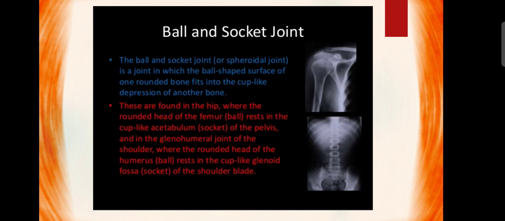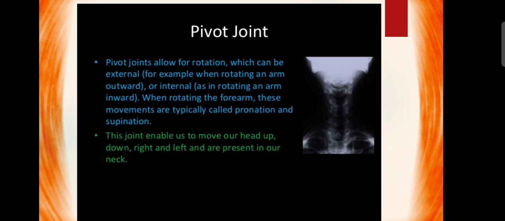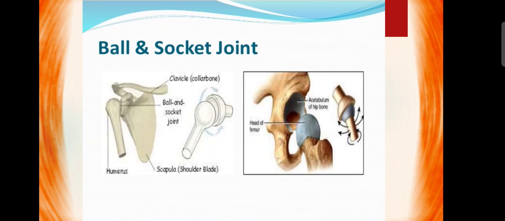First one, ball and socket joint. Children, you can see your textbook along with this, so you will understand the term. The ball and socket joint, or spherical joint, is a joint in which the ball-shaped surface of one rounded bone fits into the cup-like depression of another bone. Here you can see that the first bone is round in shape and the other bone is cup shaped. So this round bone fits into this cup-shaped bone. Right. Such joints are called ball and socket joints.